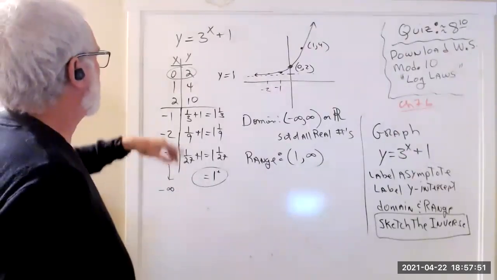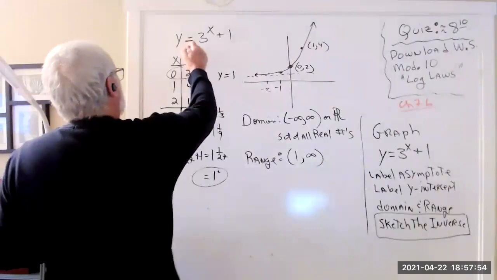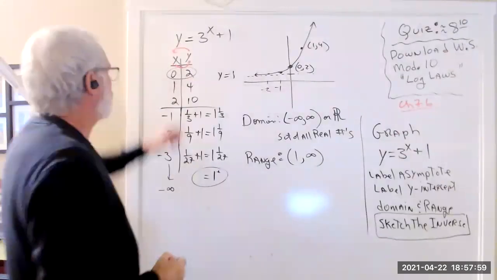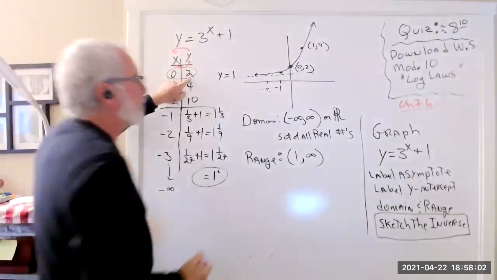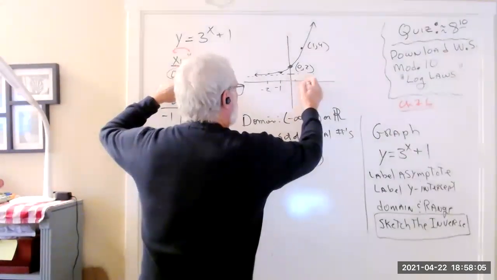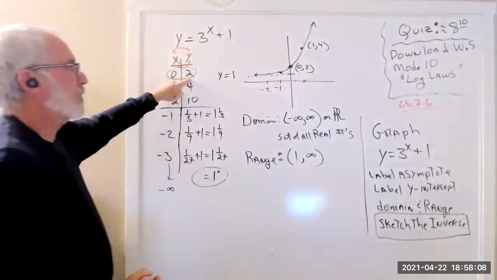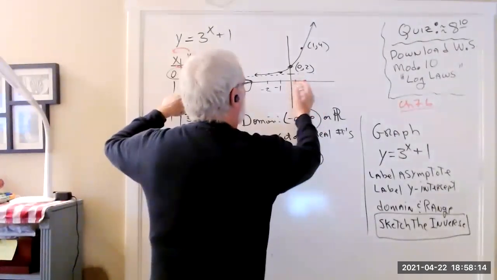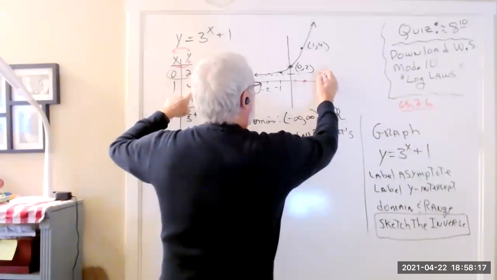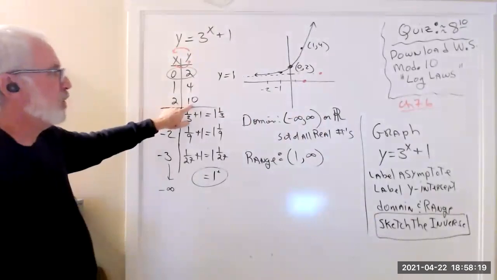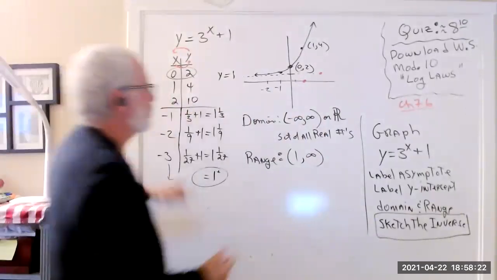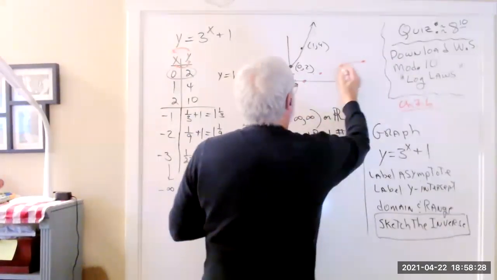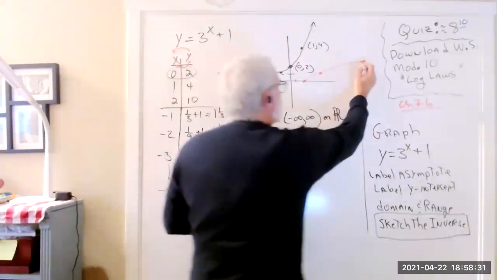This might get really messy. To sketch the inverse, we're going to swap the x's and the y's. So instead of 0, 2, we're going to plot 2, 0. Instead of 1, 4, we're going to plot 4, 1. Instead of 2, 10, we're going to plot 10, 2, which is sort of like here. So already I can begin to see my curve a little bit.